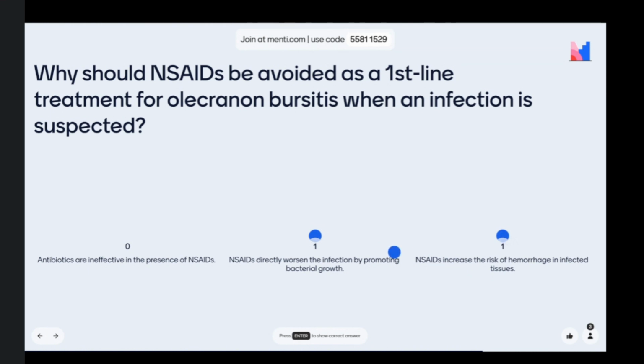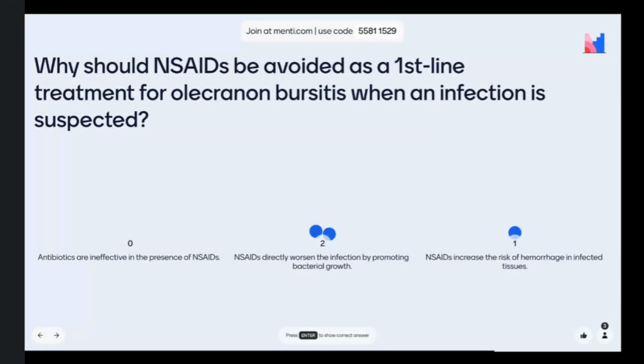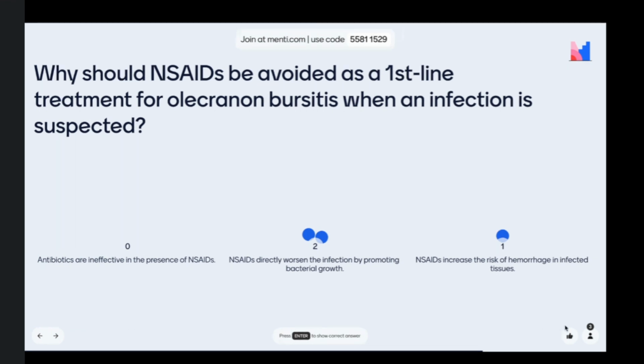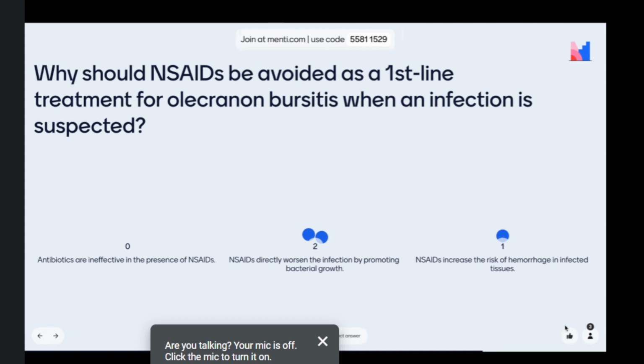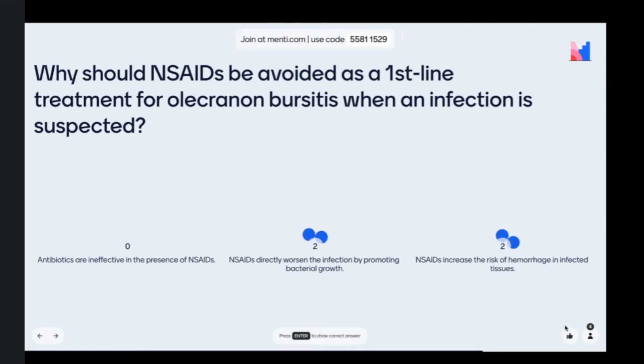So try to guess what is the correct answer. And if you choose something else and you want to defend it, you can defend it by writing in the messages or just talking. So it's your last question, so just vote. I'll count to five. So it's 5, 4, 3, 2, and 1.